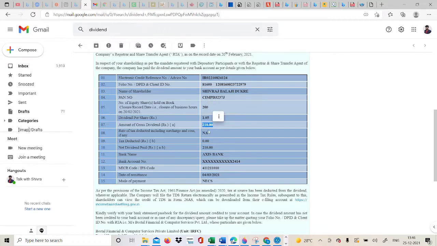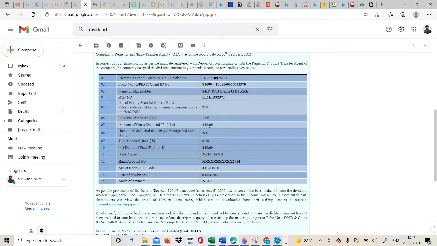So whatever amount would be there. See the quantity. This is an important number, and here they have mentioned it: number of equity shares held on the book's closure record, closure of business hours. So they will process the dividend per share, which is 1.05 per share. The amount is around 210. The tax, if it is applied or not, all the information should be there. And even here you can see the bank information as well, mode of payment as well, everything.